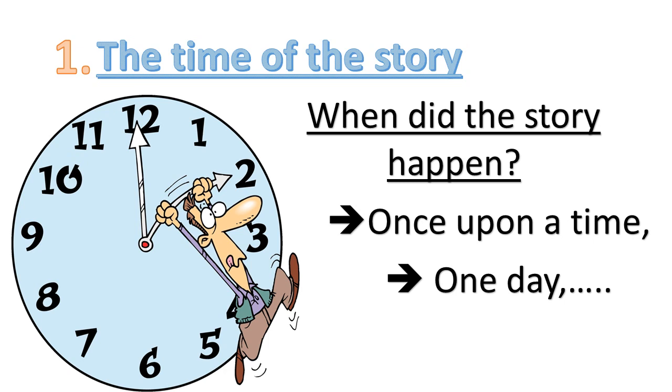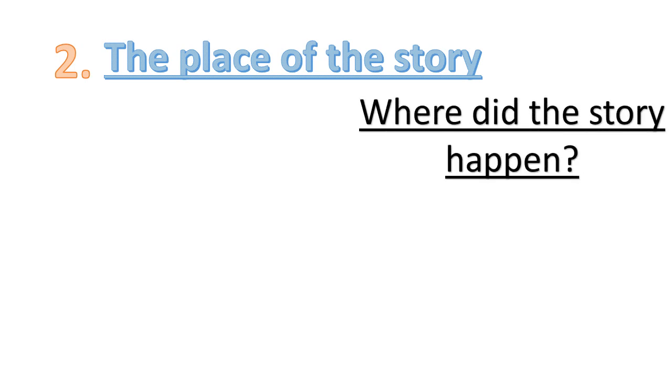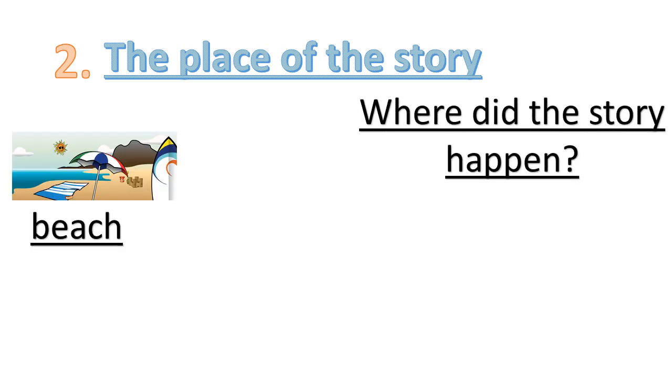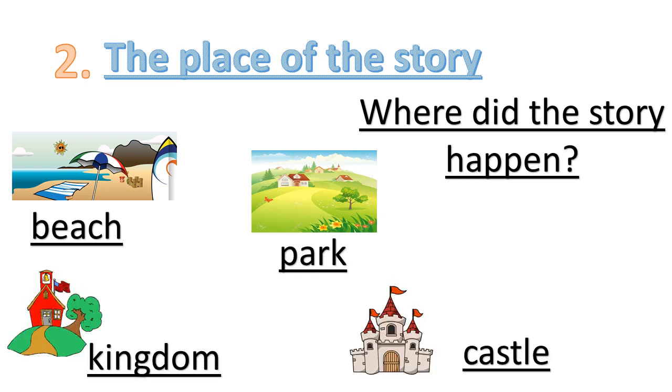Number two is the place of the story. Where did the story happen? Maybe on the beach, in the park, kingdom, a castle. Any place that you choose is correct, but you have to mention a place in your story.